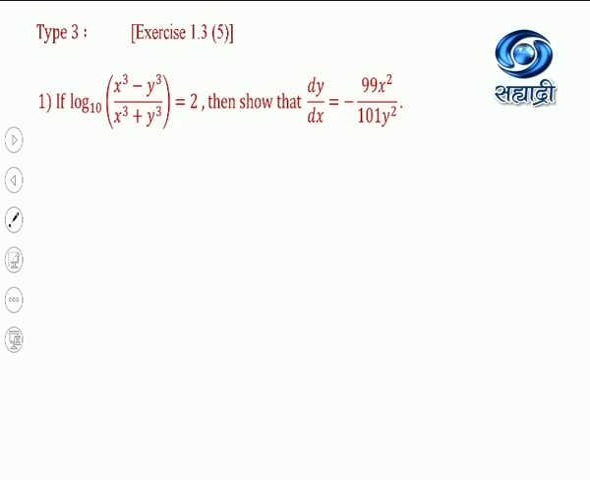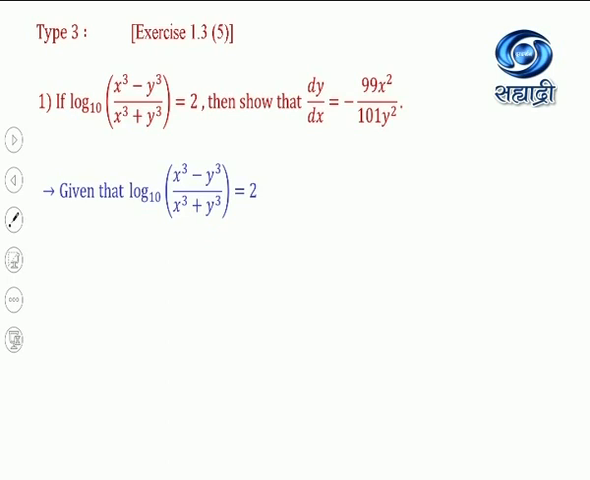Now we are going to see the next type from the same exercise number 1.3 and example number 5. Number 1, if log of bracket, that is X cube minus Y cube upon X cube plus Y cube, to the base 10 is equal to 2. Now this is given, then show that dy by dx equal to minus 99x square upon 101y square.